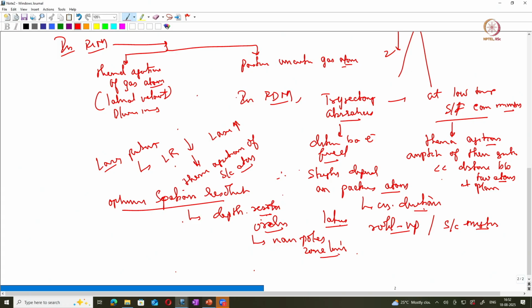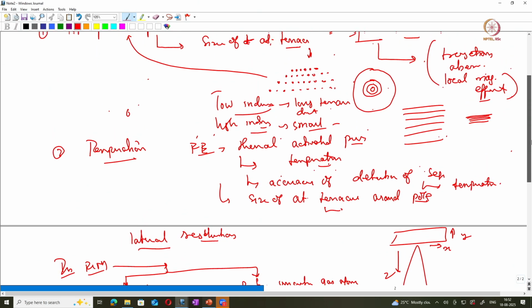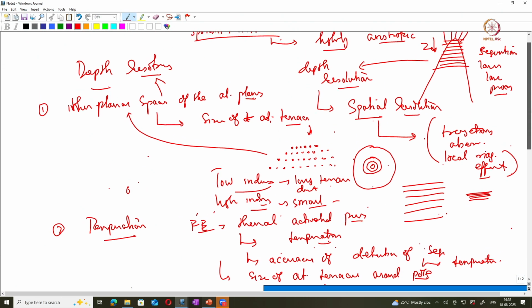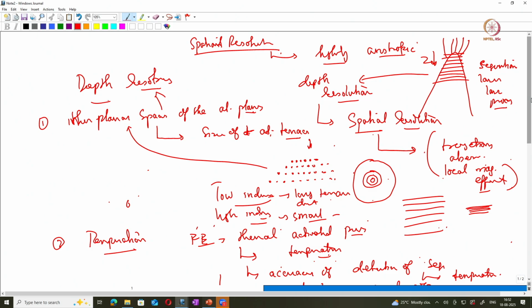Okay, and lowering the temperature increases the influence of the electric field on the field evaporation process, and that's why this improves your overall spatial resolution. So in this we have discussed how the spatial resolution can be improved.